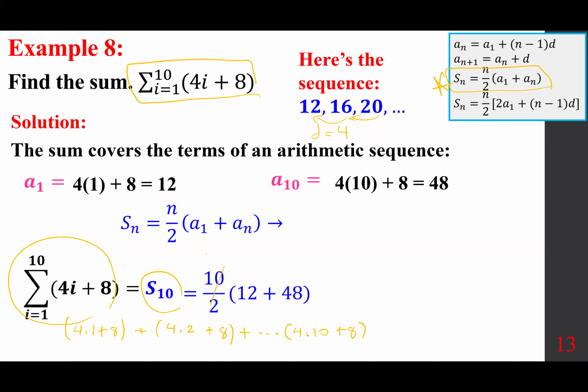10 halves, this is 2, 5, 10 halves, it's 5, 12 and 48 is 60. The product is 300.